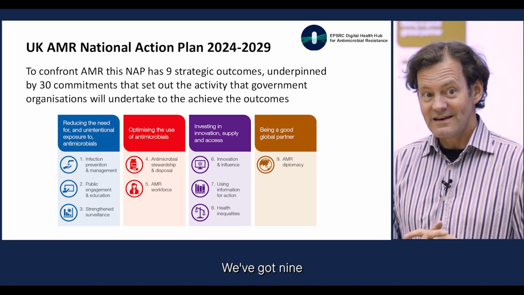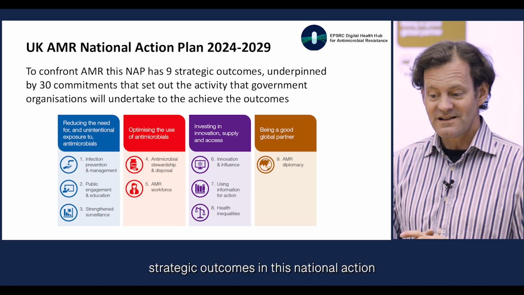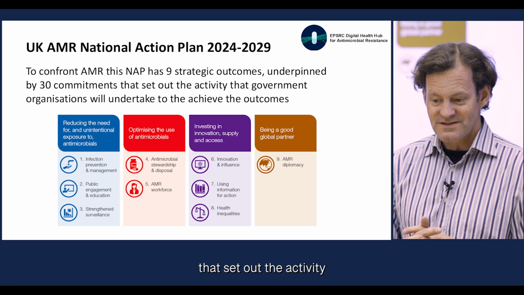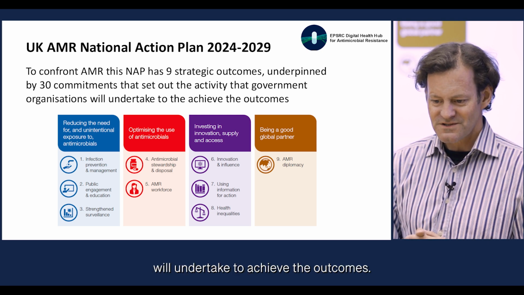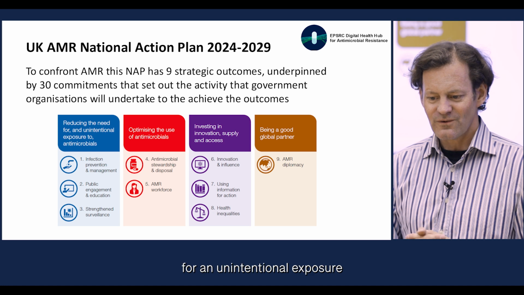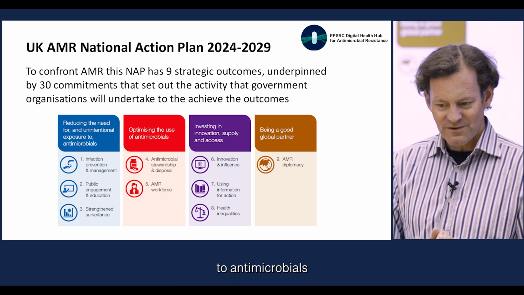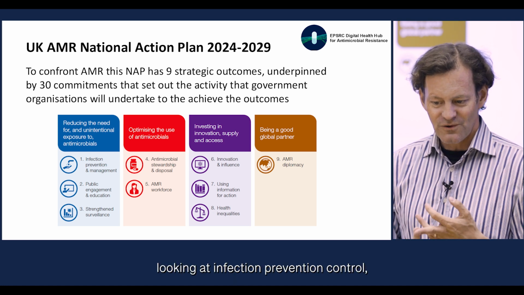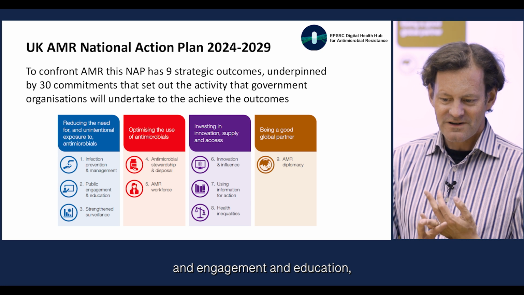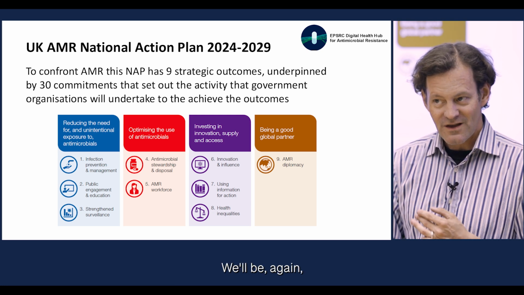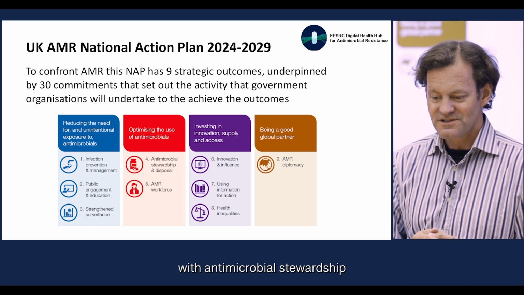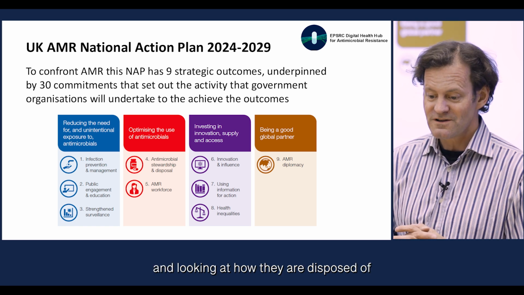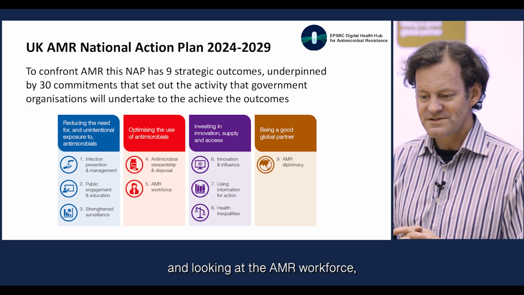We've got 9 strategic outcomes in this National Action Plan, underpinned by 30 commitments that set out the activity that government organisations will undertake to achieve the outcomes. We will be reducing the need for and unintentional exposure to antimicrobials, looking at infection prevention and control, public health engagement and education, and strengthened surveillance. We'll be optimizing the use of antimicrobials with antimicrobial stewardship and looking at how they are disposed of, and looking at the AMR workforce.